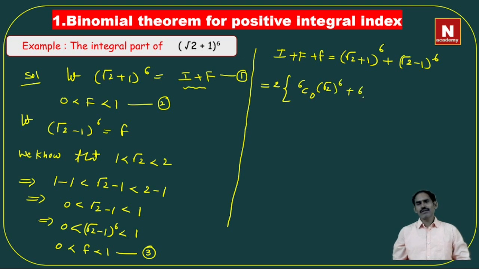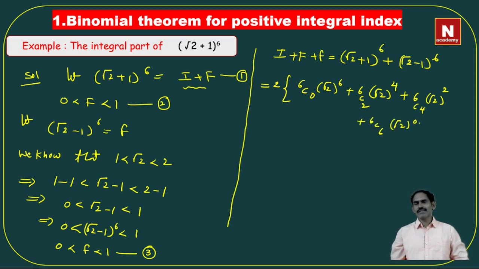Next, 6c2 root 2 whole power 6 minus 2, 4. Next, 1 power 2, need not write. Next, 6c4 root 2 whole power 6 minus 4, 2 plus 6c6 root 2 whole power 6 minus 6, 0. If you calculate all these values, we will get the total, it is 198.